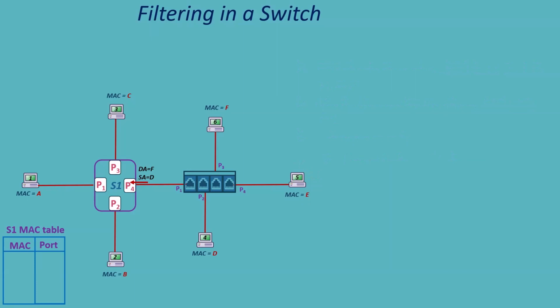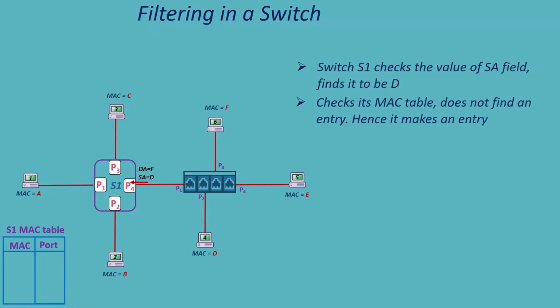Next, the switch. Again, remember, the switch has no clue where it is receiving the frame from. All it cares about is that it has received the frame on port P4. It goes through its analysis process. First step, check the SA field. The value is D. It does not find D in the MAC table. It checks the corresponding port, finds it to be P4, and hence makes an entry: D is reachable via port P4.